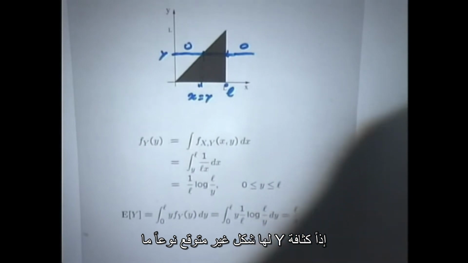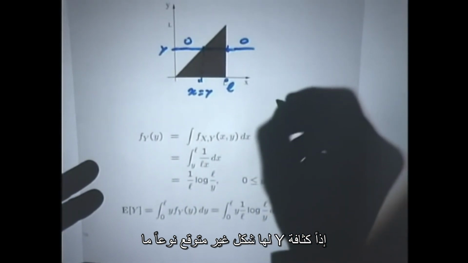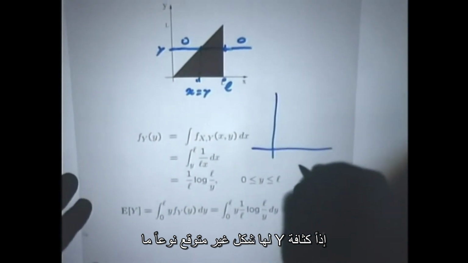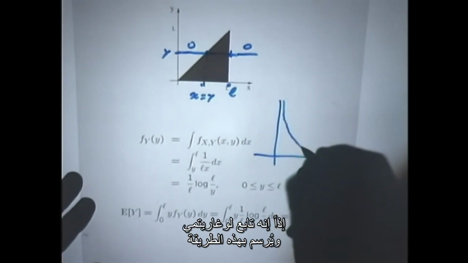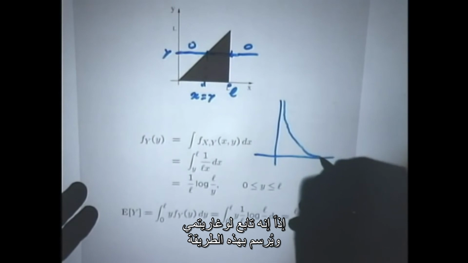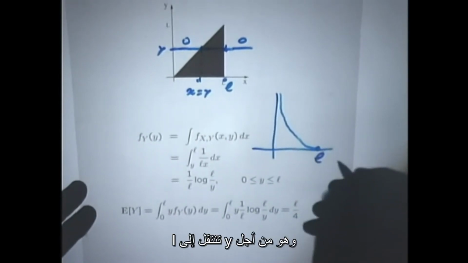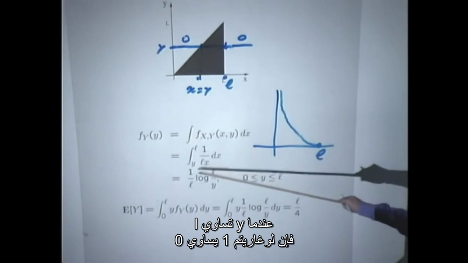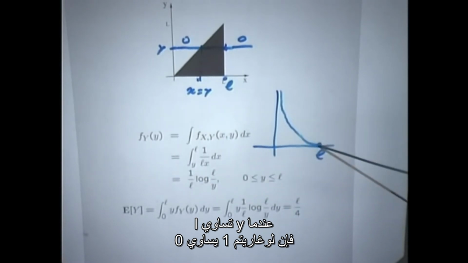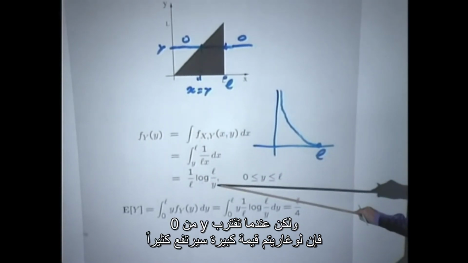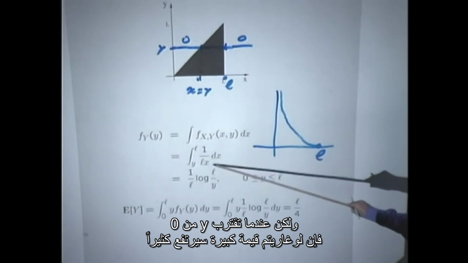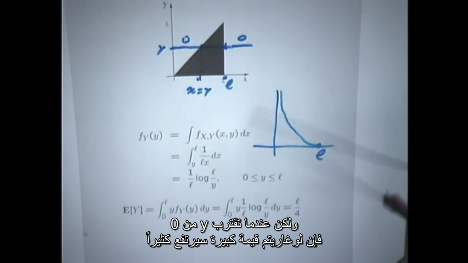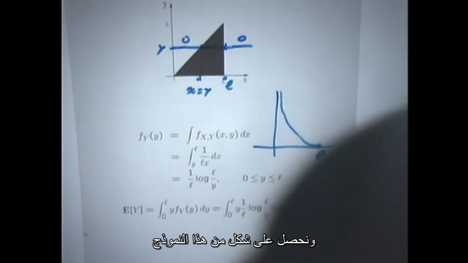So the density of y has a somewhat unexpected shape. It's a logarithmic function, and it goes this way. It's for y going all the way to L. When y is equal to L, the logarithm of 1 is equal to 0. But when y approaches 0, the logarithm of something big blows up, and we get a shape of this form.